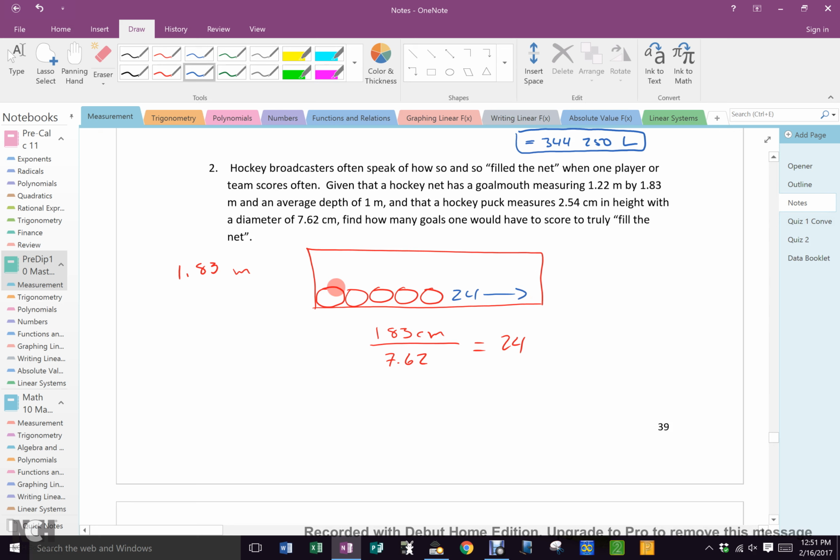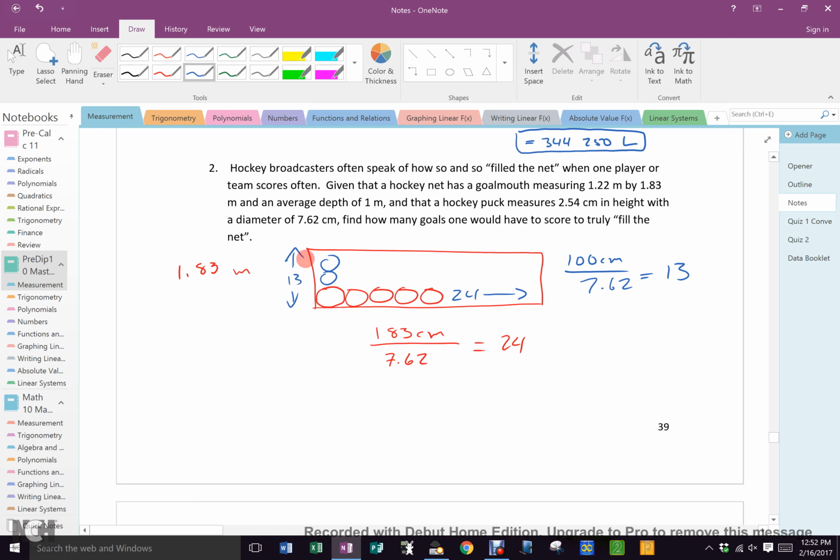Okay. How far back can I go? How far does the net go backwards? 1, which is 100 centimeters, yes? What do I have to divide that by to know how far back I can go? 7.62. So how many pucks can I go backwards? 13. So I can have 13 pucks going backwards, yes?